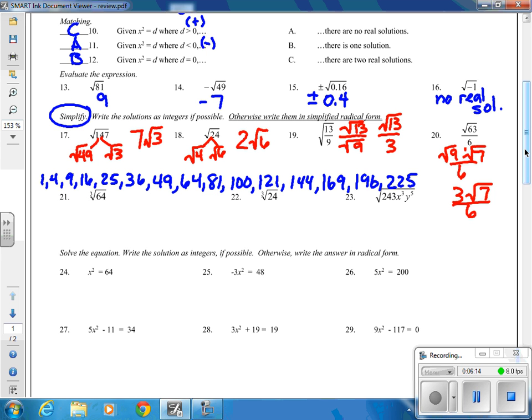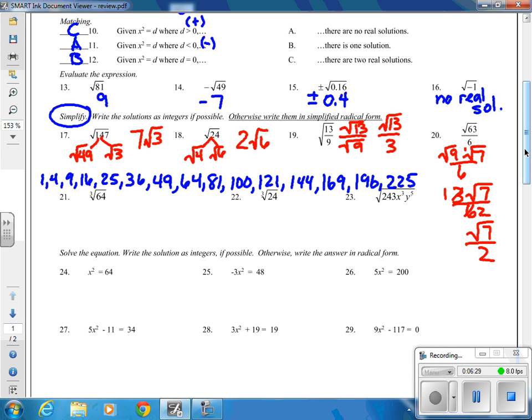And remember, the last thing you want to do is check to see if you can reduce your outside numbers. 3 and 6 can reduce to 1 and 2. So your final answer would be radical 7 divided by 2, or you can put the 1 in front and that's acceptable as well. Okay.